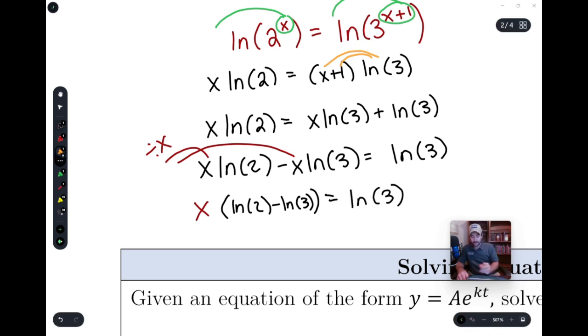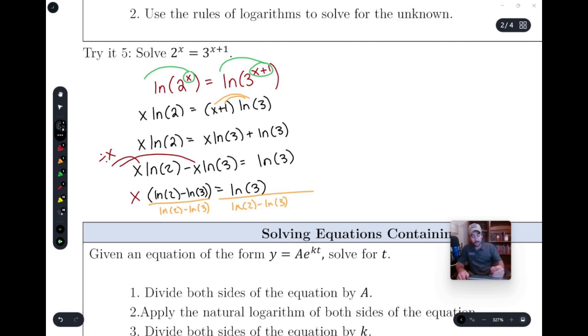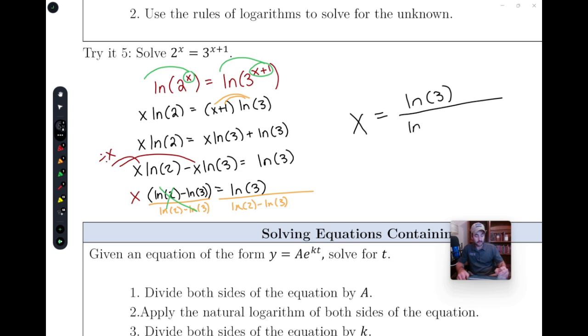It's an ugly number, but it's just a number. And so the final step we'll do before we get x by itself is we'll divide out that whole term, ln of 2 minus ln of 3. And what you do to one side, you have to do to the other side. We'll be left with an x term that we did not need a calculator to solve. x equals, all of that cancels each other, ln of 3 divided by ln of 2 minus ln of 3.